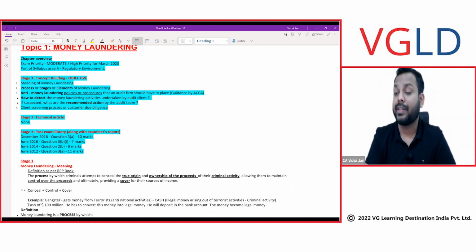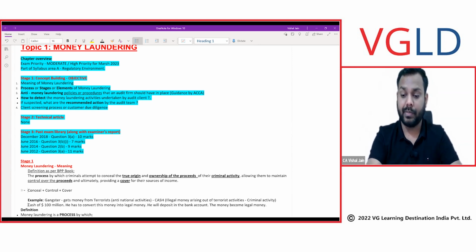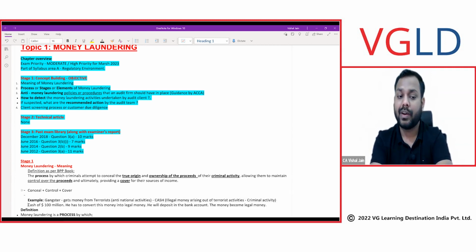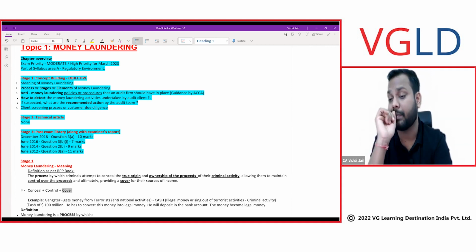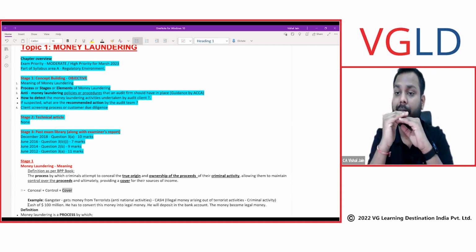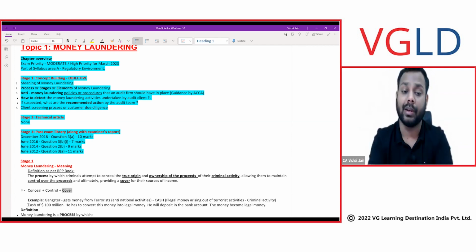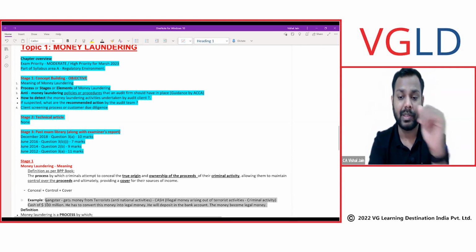Let us understand the process, and then again I'll take up certain examples and try to explain the concept again. Now, this cover is called integration. In integration, what happens is it provides a cover to the illegal money. Now, example. Read the example, please.